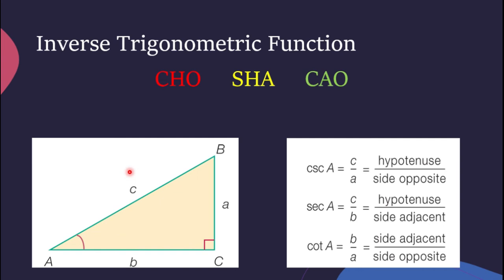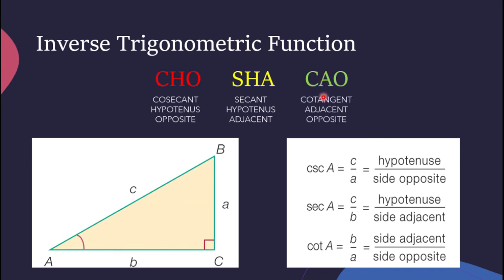The inverse trigonometric functions, where inverse means kabaltaran, are: CHO SIA KAW. CHO means cosecant, hypotenuse over opposite. SIA, secant, hypotenuse over adjacent. KAW, cotangent, adjacent over opposite. So, in cosecant A, hypotenuse over side opposite. In secant A, hypotenuse over side adjacent. In cotangent A, side adjacent over side opposite.